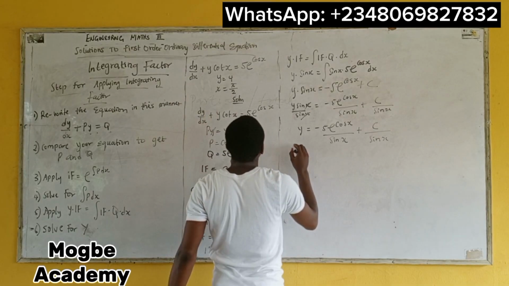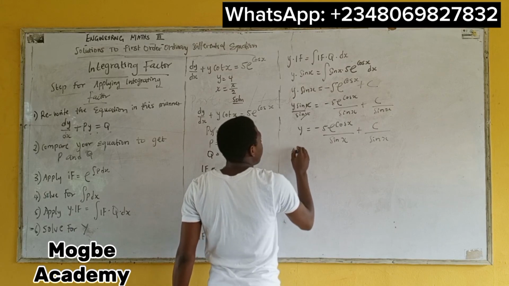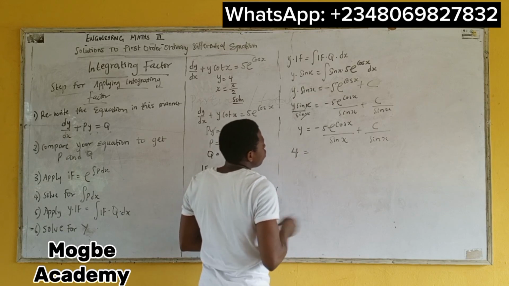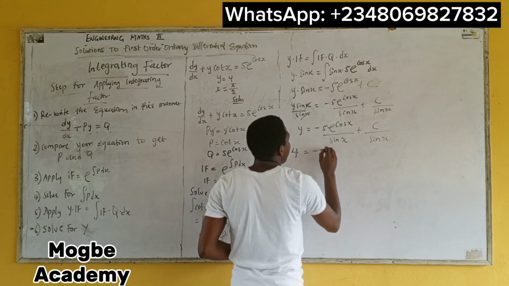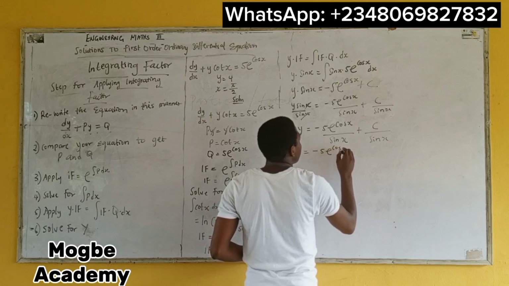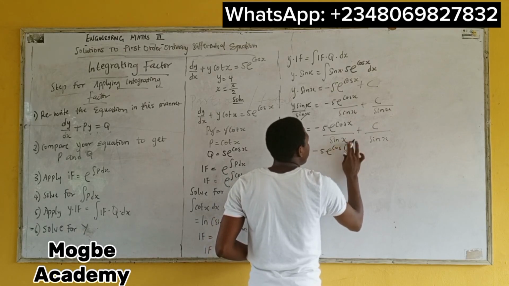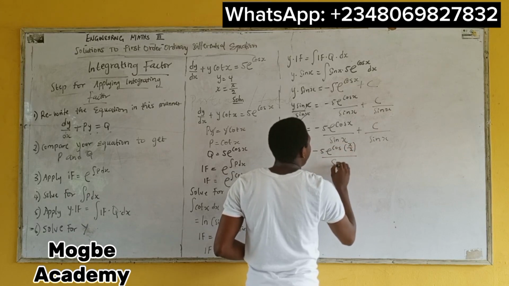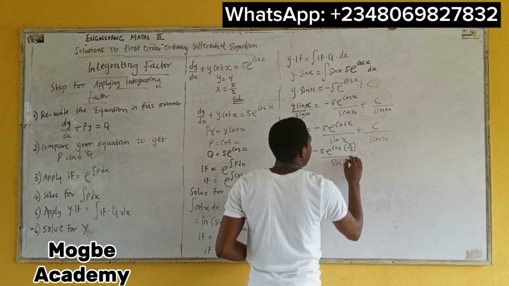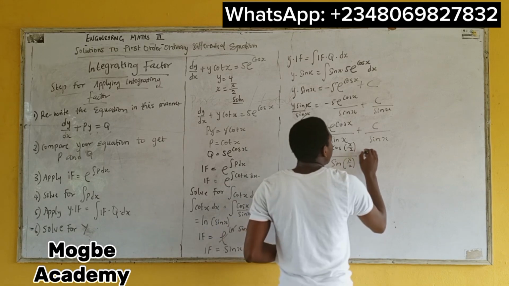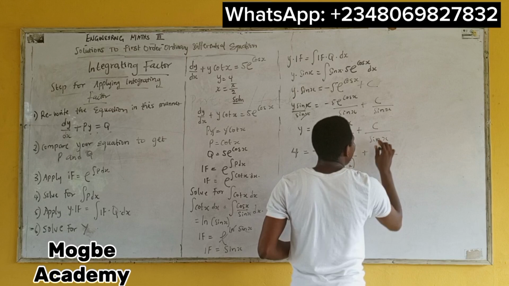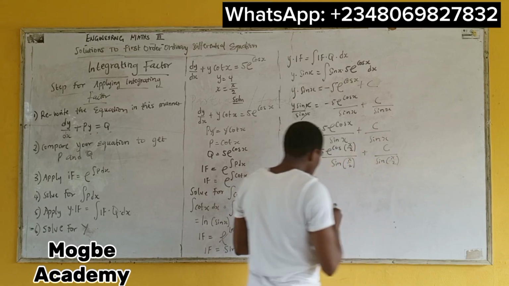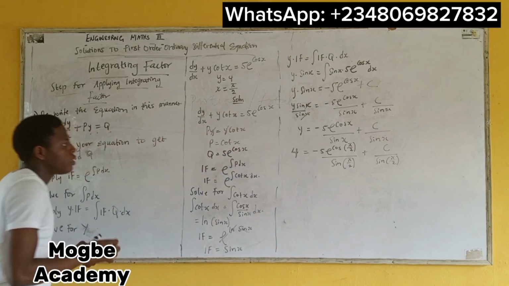But we know that y is equal to 4, and this is equal to minus 5 exponential cos, what's our x? Our x is pi over 2. Don't forget, pi over 2 over sine x, and x is pi over 2, plus c over sine pi over 2. Now we've got into this side of the equation.